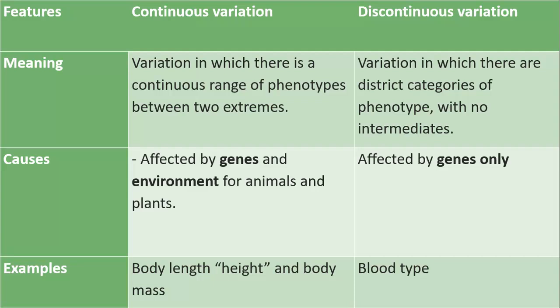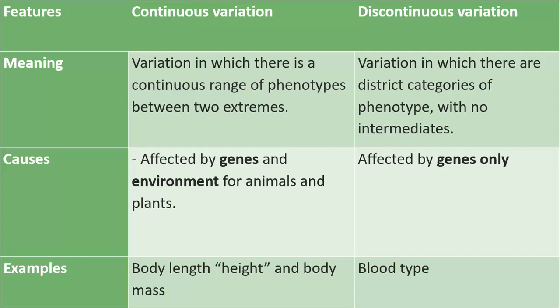What causes continuous variations? It's actually affected by two factors, by genes and also by the environment. If you look at weight, for example, it's affected by your rate of metabolism that's controlled by your genes, but it's also affected by the environment or the way you treat your body. If you eat too many calories, you will gain weight even if you have high metabolic rate due to your genes.